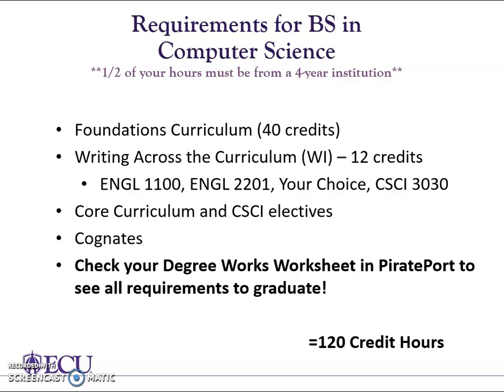You have your core curriculum and your computer science electives, your cognates, and lastly, you have a really great resource available to you at all hours of the day. It's called DegreeWorks. In the DegreeWorks, you have the opportunity to see the courses that you need to take, the courses that you have taken, including their grade, and you can plan your entire 4-year degree. With DegreeWorks, you are able to see not just what courses you're currently taking, but what courses you need to take the last semester of your senior year.